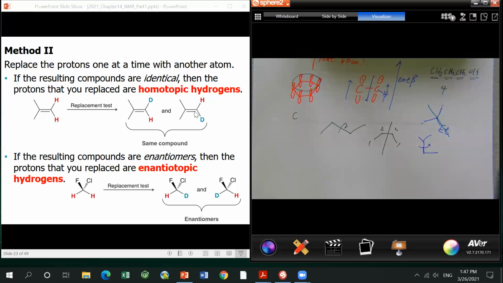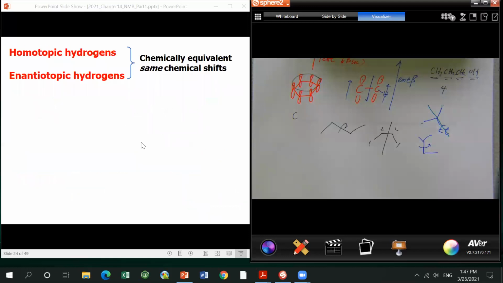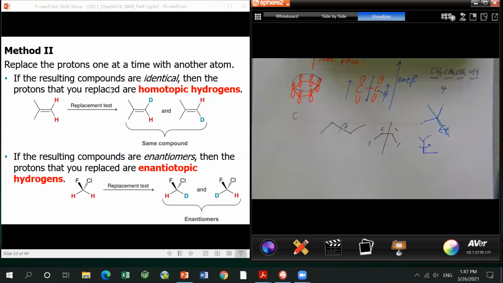These two molecules are the same. So these two are definitely the same. You rotate 180 degrees, then we call them identical. Then these two protons have the same chemical shift. If you replace the two atoms each time with another atom or letter, and then generate two molecules, and these two molecules are enantiomers, then these two protons also have the same chemical shift. So we call these homotopic protons, homotopic hydrogens. And the enantiomer case, we call enantiotopic hydrogens.